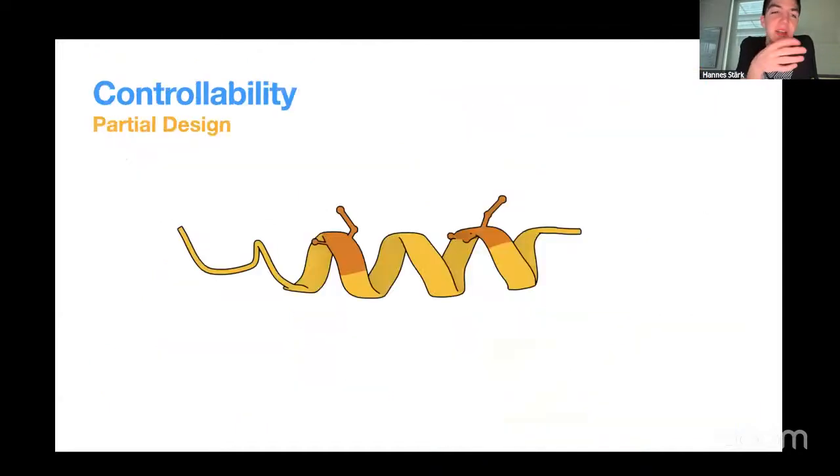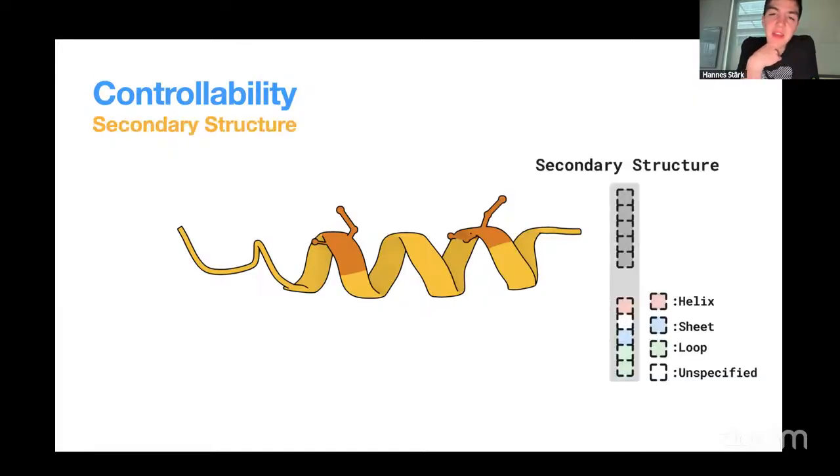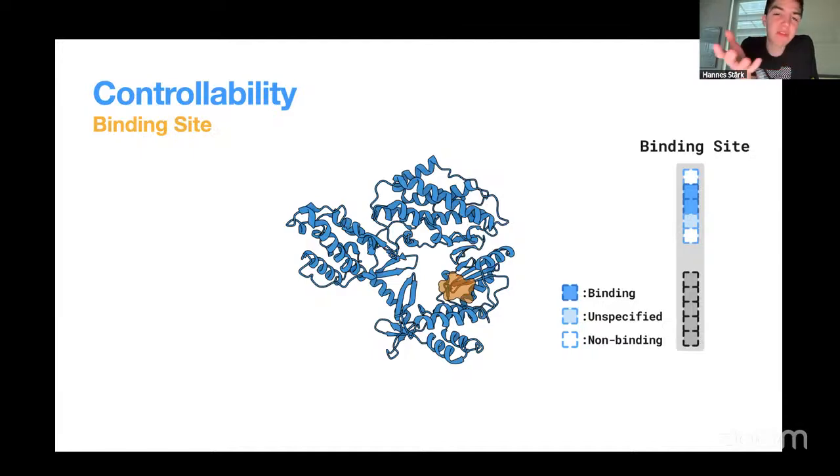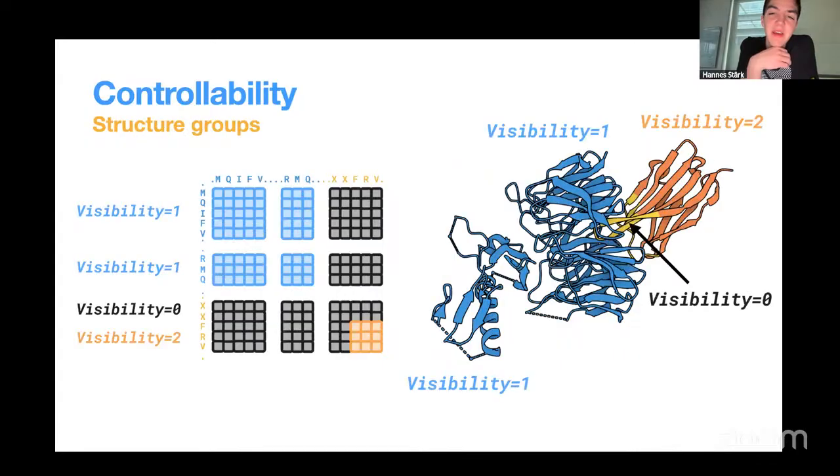Okay, but then what are the different control options that we have on the model? We already encountered a scenario where we can say we want this orange thing to be a cysteine, and then only the other residues are up to the model to design. And then we can also control it by saying we want this to be a helix or a sheet, determining its secondary structure. You can feed in covalent bonds to control the structure. You can specify what you want to be the binding site and what you want to be not a binding site.